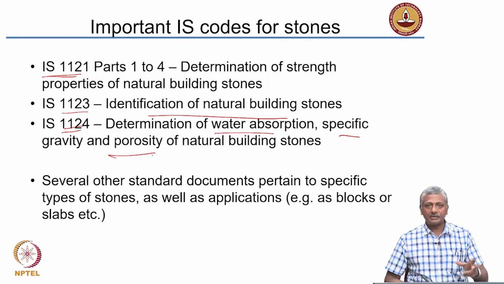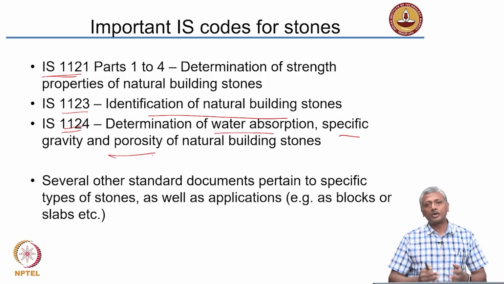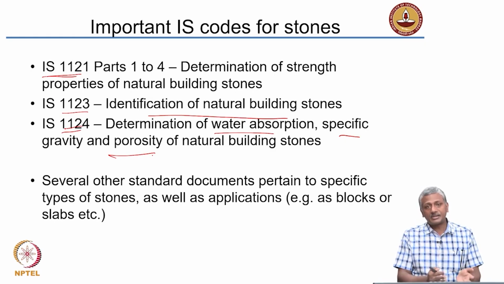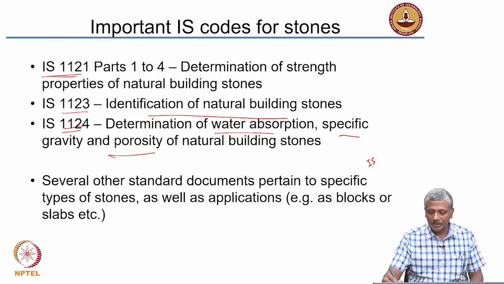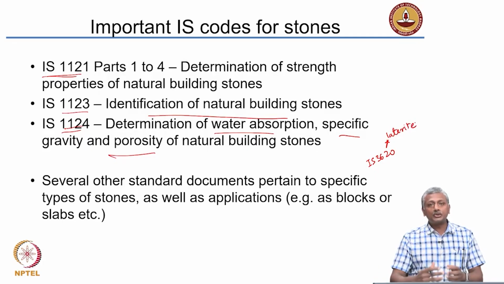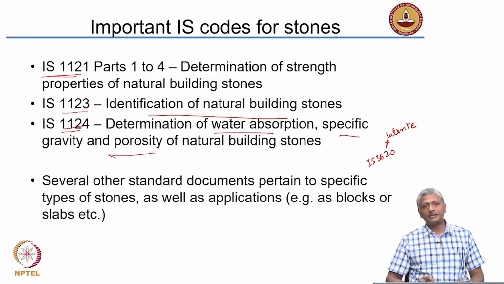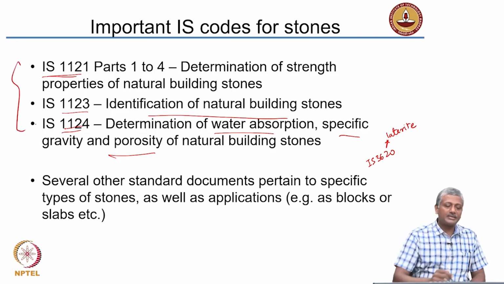Now apart from these guiding documents, you also have documents covering individual types of stones. For example, sandstone to make slabs is covered in very specific standards. There is a standard for laterite specifically. Okay, I think the laterite standard is IS 3620. That's the laterite standard. So you need to refer to these specialized standards to tie in the specific type of stones to the kind of applications that they are intended for. But the general purpose classification of all naturally occurring stones is covered in these three standards.